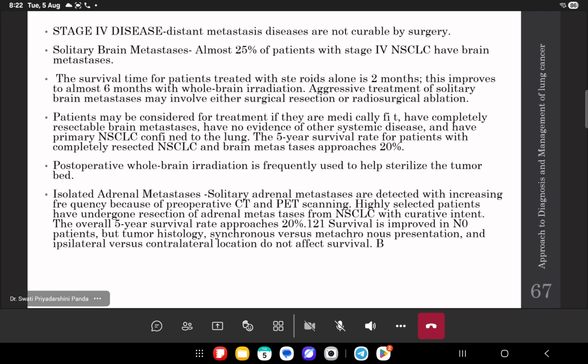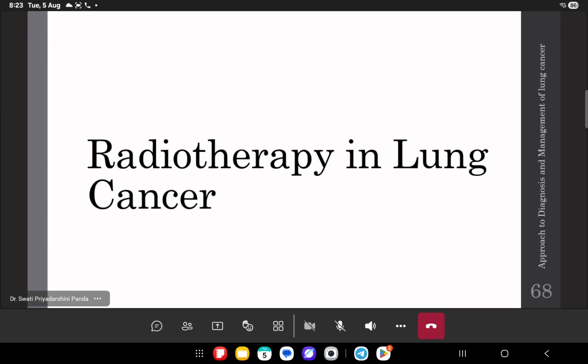Isolated adrenal mets: solitary adrenal metastases are detected with increasing frequency because of the preoperative CT and PET scanning. Highly selected patients have undergone resection of adrenal mets from non-small cell lung carcinoma with curative intent. The overall 5-year survival is 20%. Survival is improved in N0 patients, but tumor histology, synchronous versus metachronous presentation, and ipsilateral versus contralateral location do not affect survival. Radiotherapy in lung cancer.